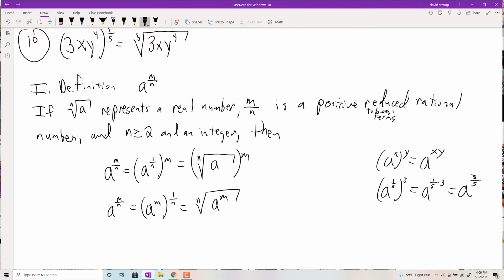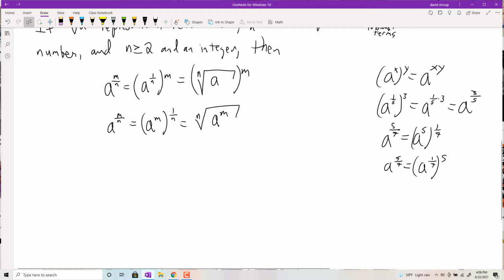So what these laws are saying is that you can factor any fractional exponent. So if, for example, you have a to the 5/7, you could rewrite that as a to the 5th, and then all that raised to the 1/7. Or you could rewrite a to the 5/7 as a to the 1/7 raised to the 5th. Okay, so you can factor these exponents and then rewrite them using the rules of exponents. Okay, let's look at some examples of this.